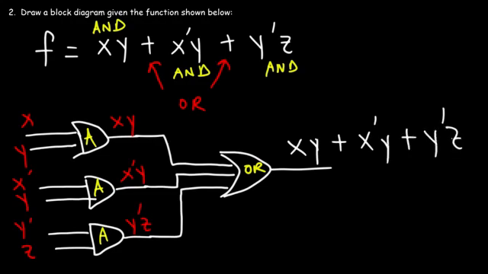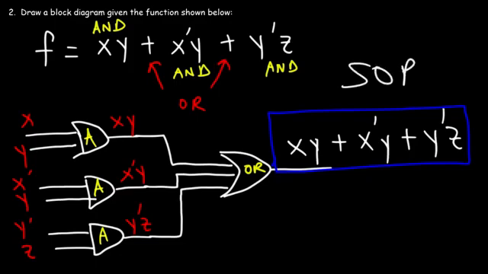Now, something else that you need to know. This expression here is something known as an SOP expression, which stands for sum of products. XY is a product, as mentioned before. X prime Y is a product, and Y prime Z is a product. So we have three product terms, and we're adding them. So that's a sum of products expression.